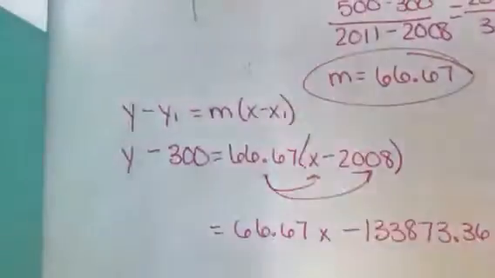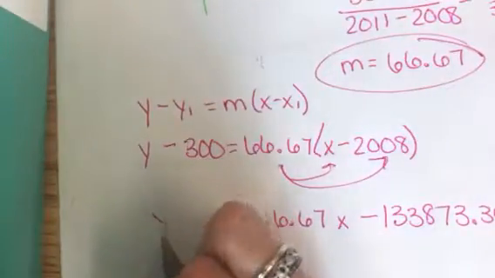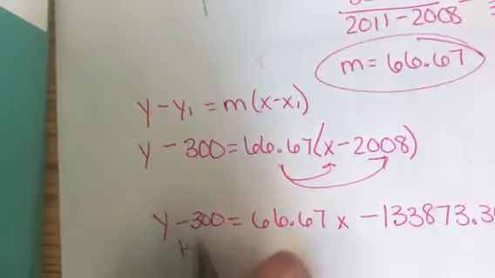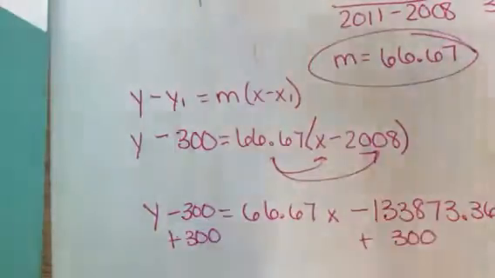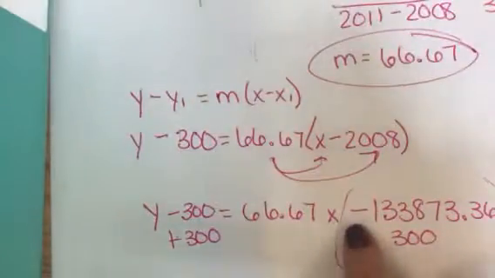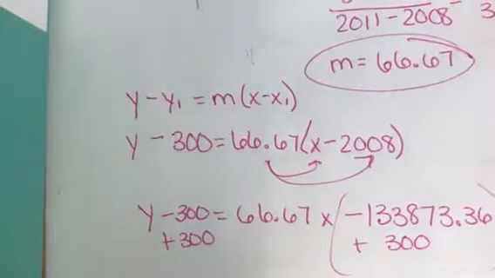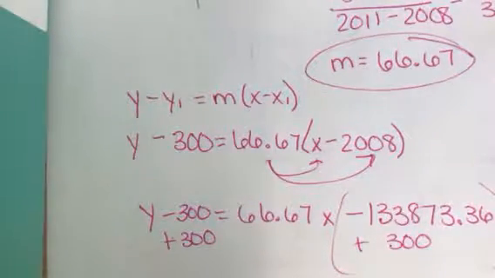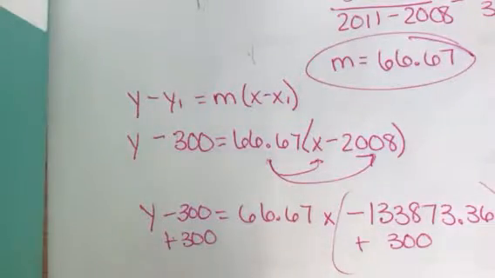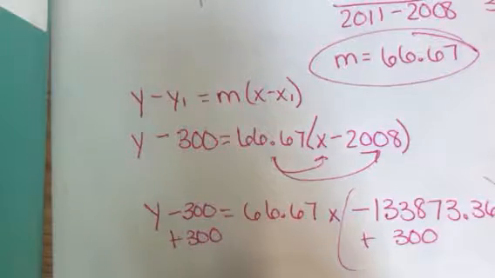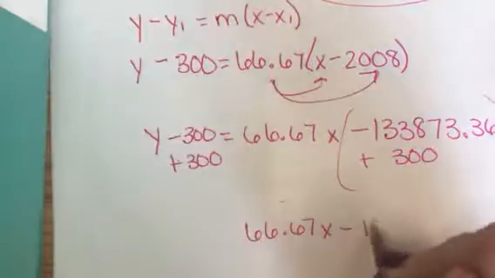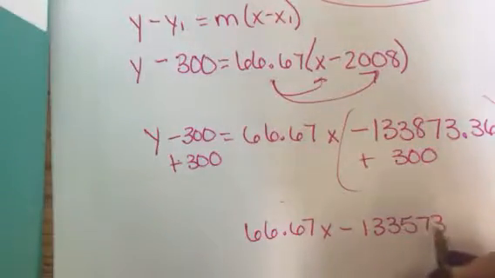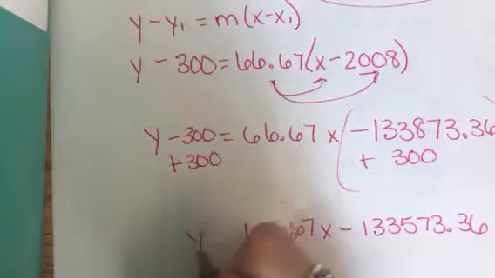That's going to give me 133,873.36. Often in these problems you'll get weird numbers, so I'm using a calculator over here to the side too. Then I'm going to add my 300. I'm going to undo subtraction with addition. Again, I'm using my calculator, but make sure this is negative because this is subtraction. So in my calculator, I'm putting in negative 133,873.36, and I'm going to add to that 300. So I'm going to get 66.67x minus 133,573.36, and that's my equation.